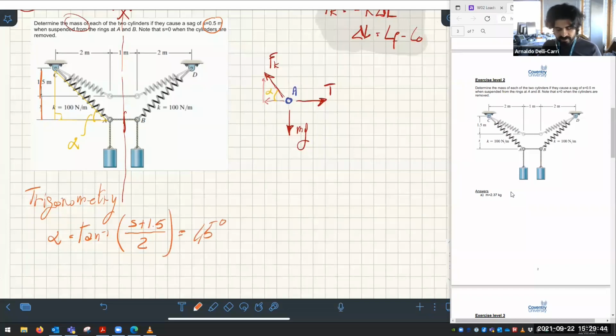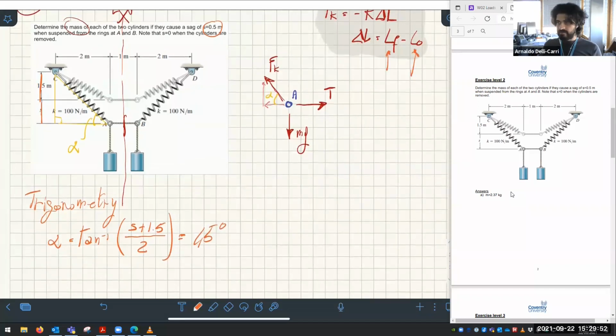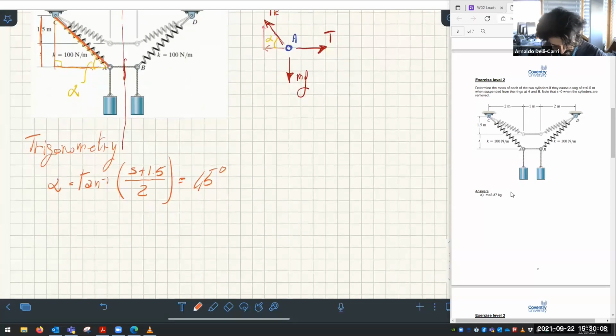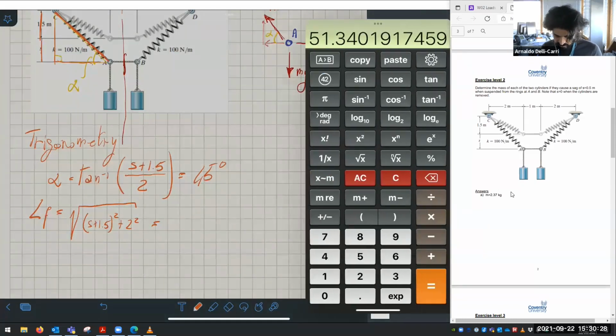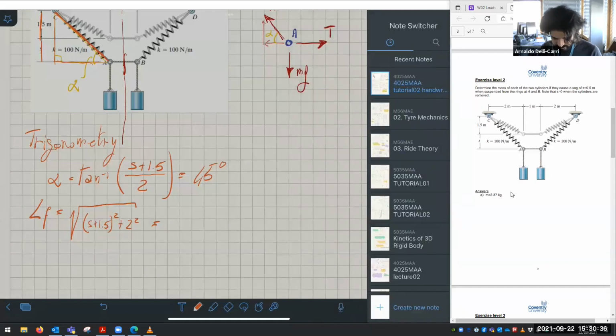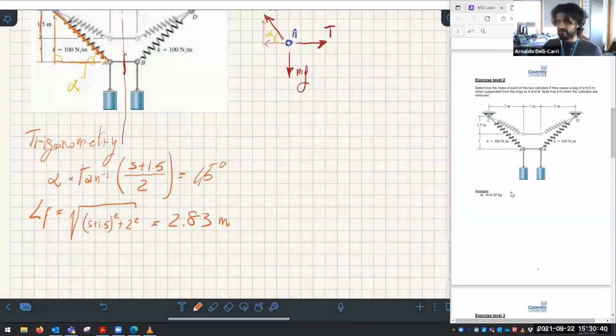So that means we just have to find now the final length and the original length. Now the final length is this one. And we know this edge, we know this is 2. So we can say that the final length equals the square root of S plus 1.5 squared plus 2 squared, which in this case is 2 squared plus 2 squared. So 4 plus 4 is the square root of 8, which is 2.83 meters. That's the final length of the spring.